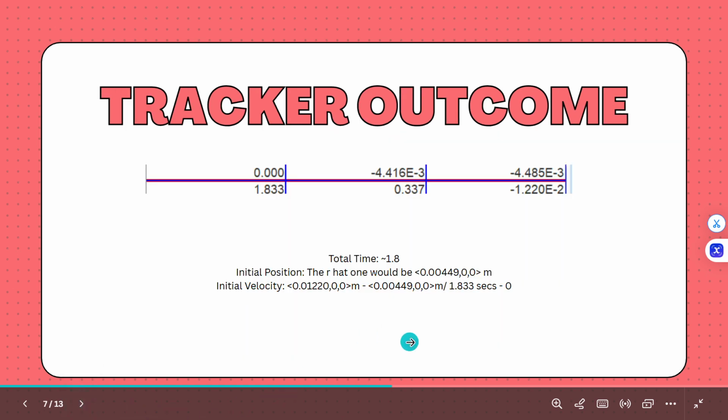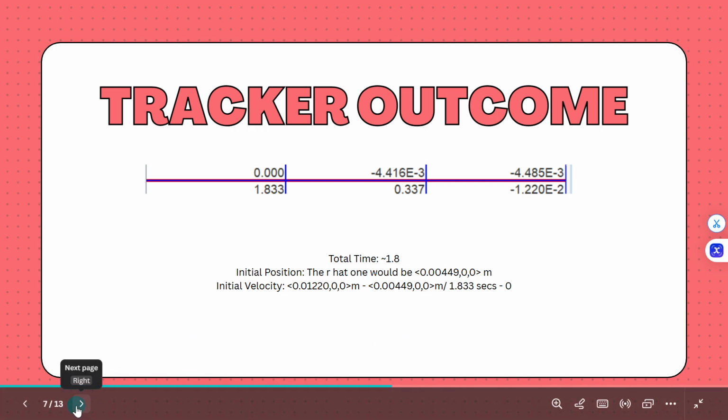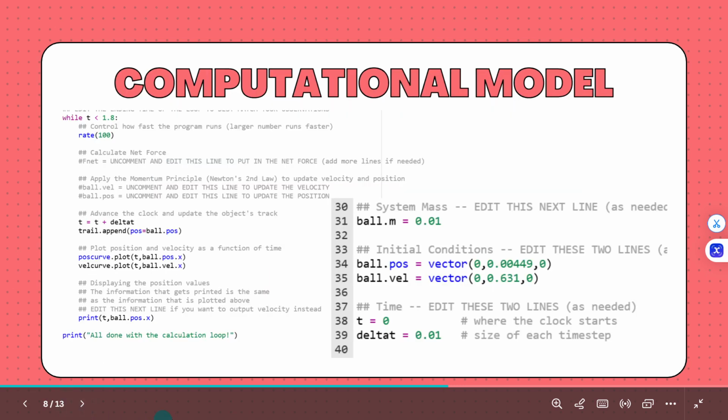So let's look at the tracker outcome. This was the starting position, and the total amount of time that it took was about 1.8 seconds. And if you look at the R hat, the R hat would be this value over here after doing some calculations, and then that would be the initial velocity as well. So those were the initial position and velocity.